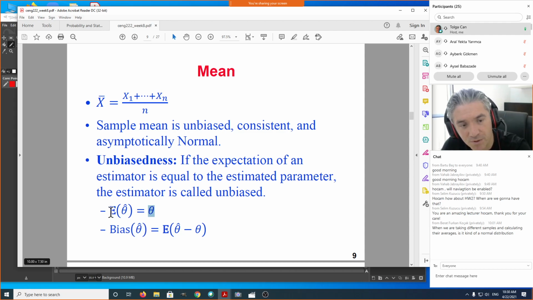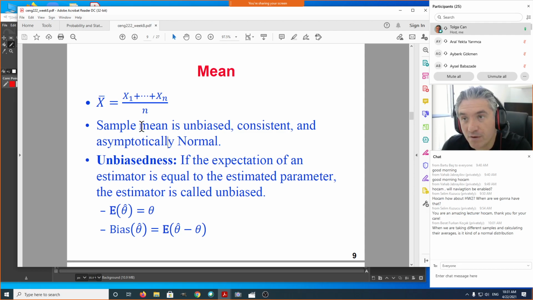But how can we compute this? In order to compute the expected value of theta hat, you don't need to actually collect the sample if you're given how you compute this theta hat. For example, for x bar, we can compute the expected value of x bar by using linearity of expectation. What I mean is that, look at this x bar and x1 to xn. They are also individual data points here.